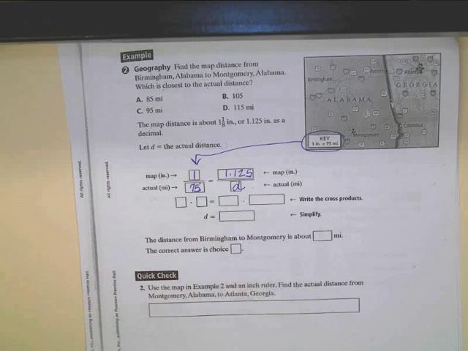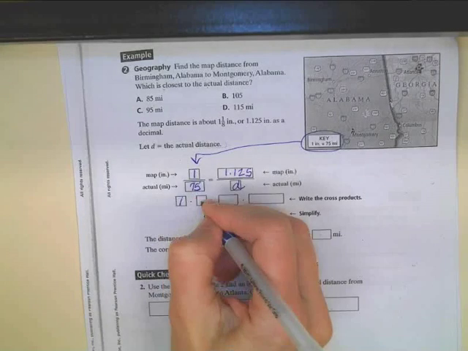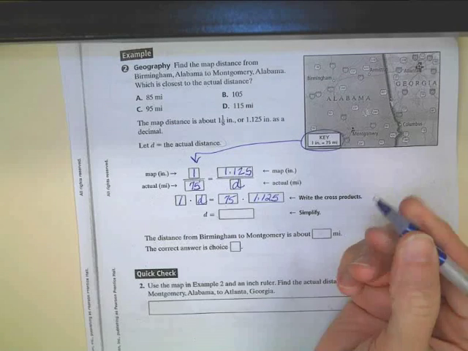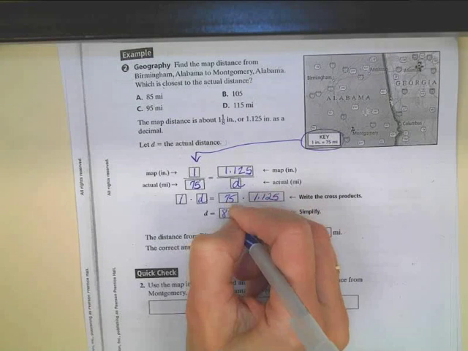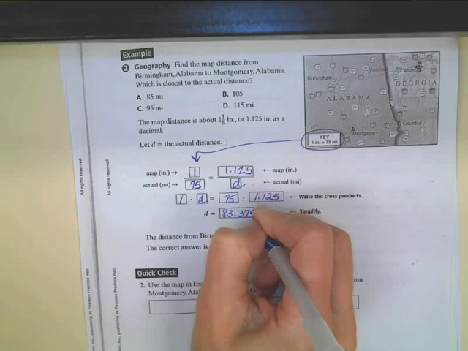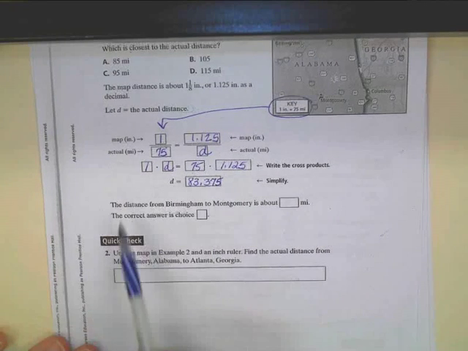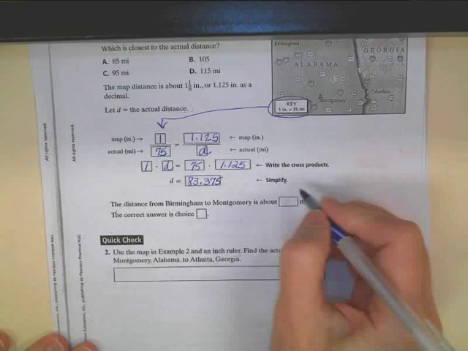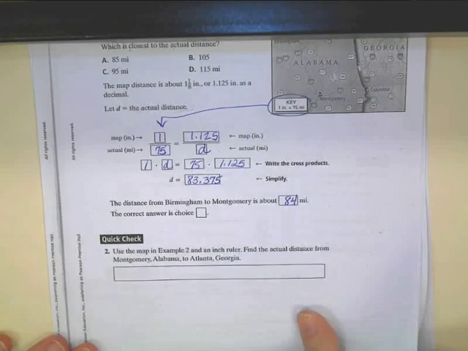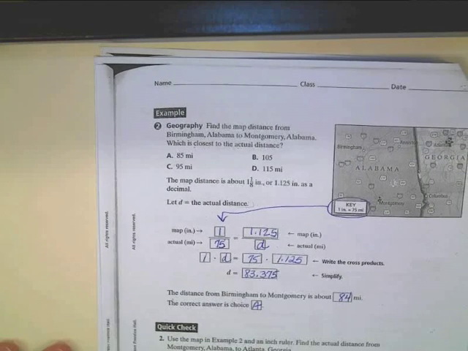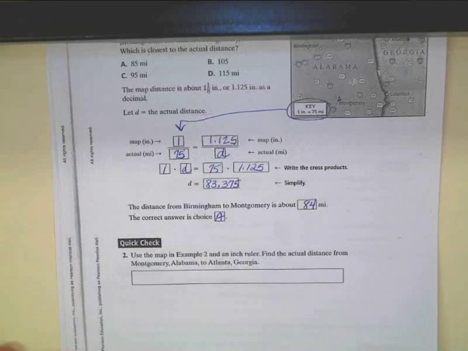Again, you can generally choose your variable. Since I'm looking for a distance, I think D is a very common one, just as the authors did. Again, you're going to do your cross product, so 1 times D and 75 times 1.125. This gives me 83.375. If you have a calculator handy, use it. Otherwise, pause and double check that I did my math right. The distance from Birmingham to Montgomery is about 84 miles. So when I look back at my choices, I don't have 84 as a choice, but it says which is closest. So my answer would be choice A, because 85 is the closest to 84.